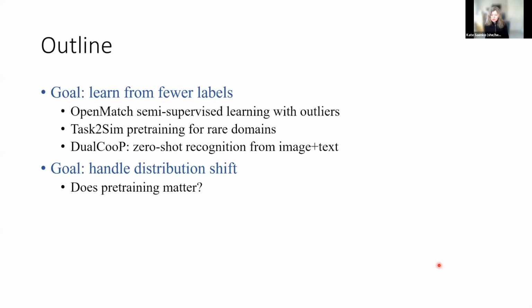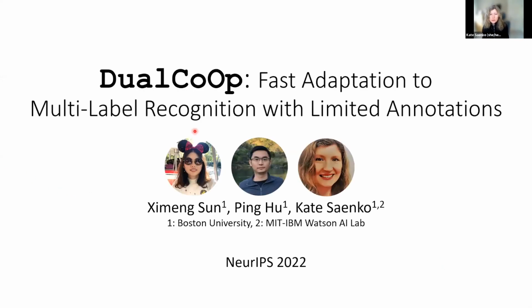Great. So the next thing I want to talk about is zero-shot recognition. So this paper is called DualCoOp. It's being presented at NeurIPS this year, and it's titled Fast Adaptation to Multi-Label Recognition with Limited Annotations. It's joint work with my students, Shuman and Ping.